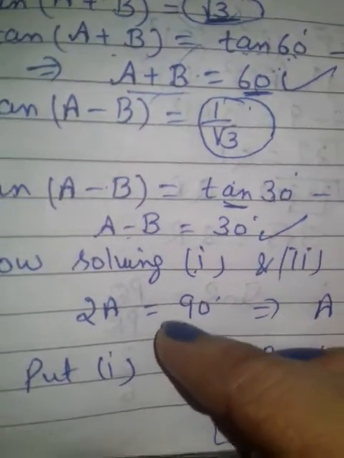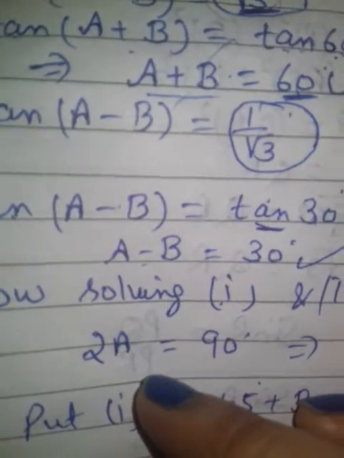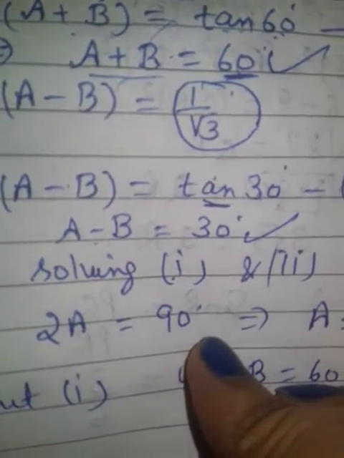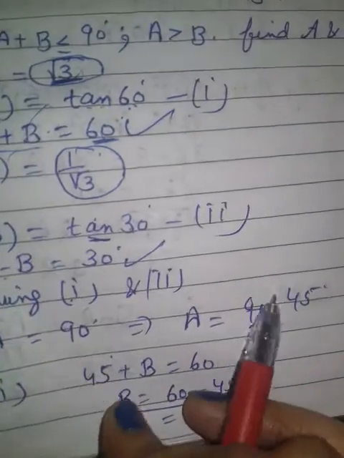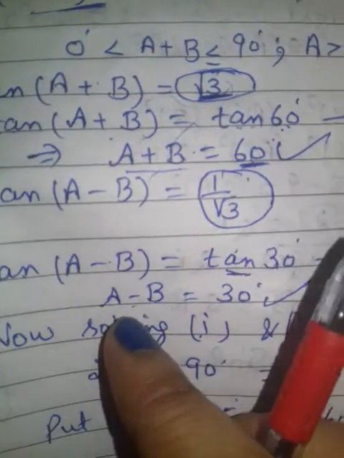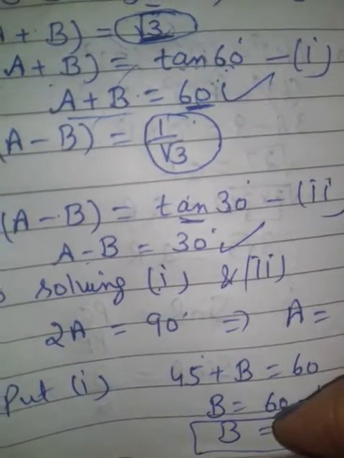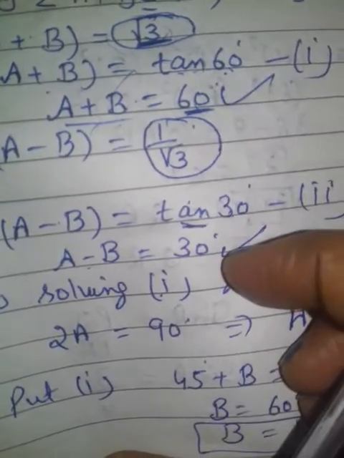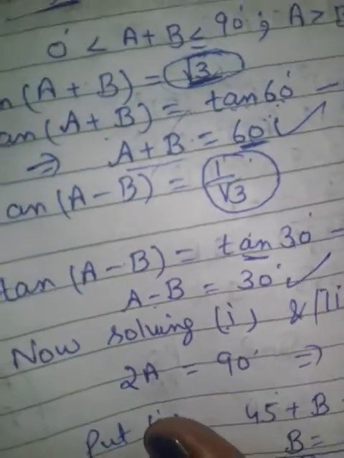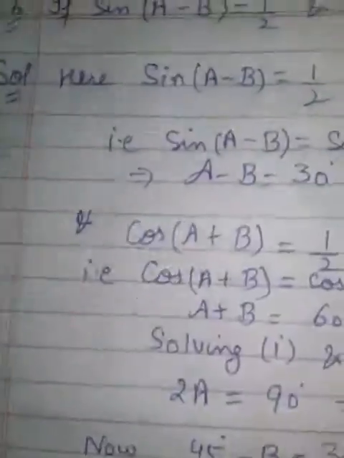Yes, cancelled. Only a plus a will become your 2a. 60 plus 30 is 90. So after solving, a is your 45. In any equation you can put 45 minus b is equal to 30 and you will find the other. You can put it here also and here also, but the answer will be the same in both. Clear? Next, one more example of this type of question.